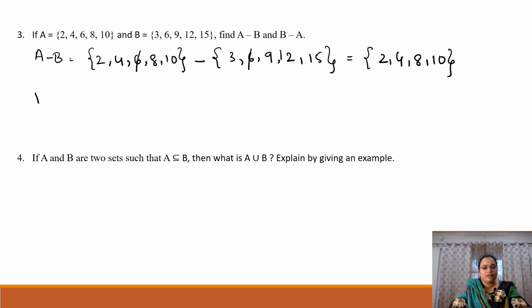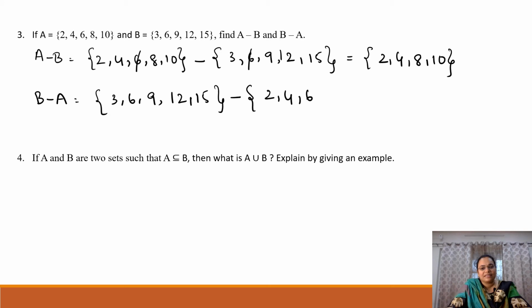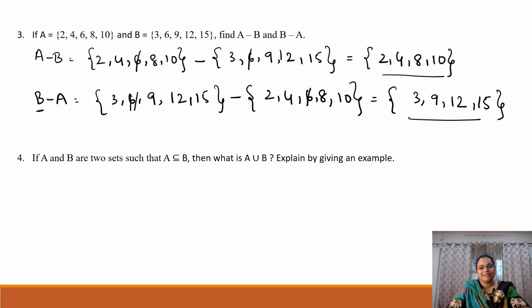In the same manner, B minus A. B is 3, 6, 9, 12 and 15, minus A, which is 2, 4, 6, 8 and 10. So what are the common elements? There is 6, right? 6 is common. So we'll cancel 6 and we'll take all the elements which are in B. That is 3, 9, 12, 15. This is A minus B. This is B minus A.